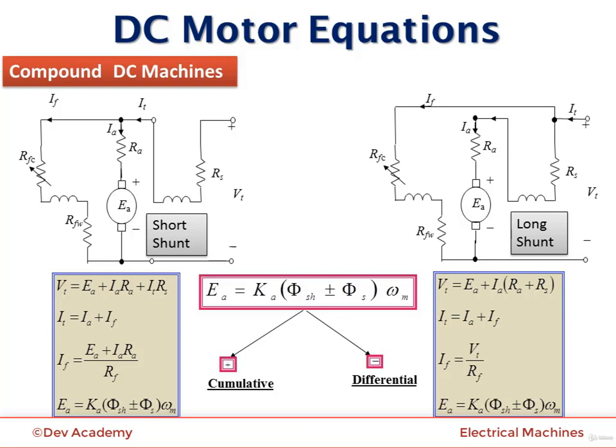These equations can be easily obtained using the KVL and KCL applied to the different circuits. For instance, this equation is obtained from KVL applied to this loop. However, this one is obtained using the KCL at this node, while this equation is obtained from the KVL for this loop. The same approach can be applied to find the equations of the long shunt compound type DC machine.